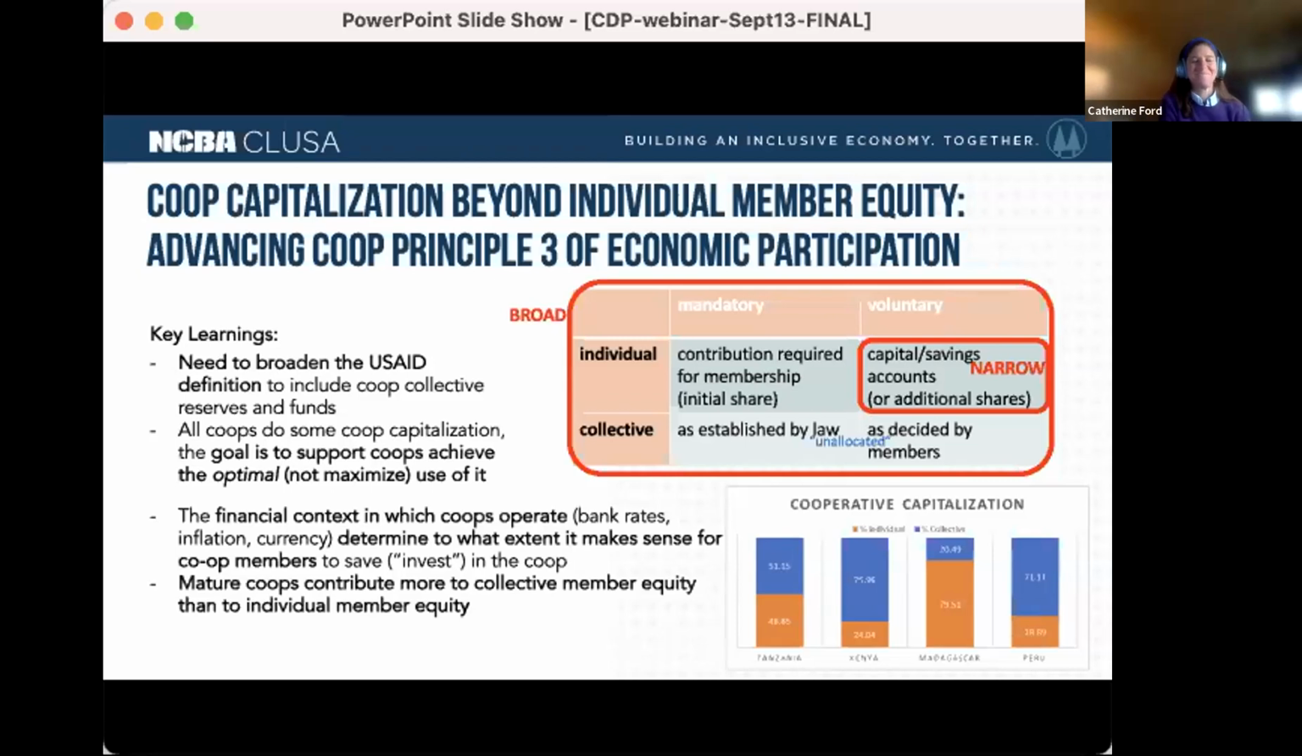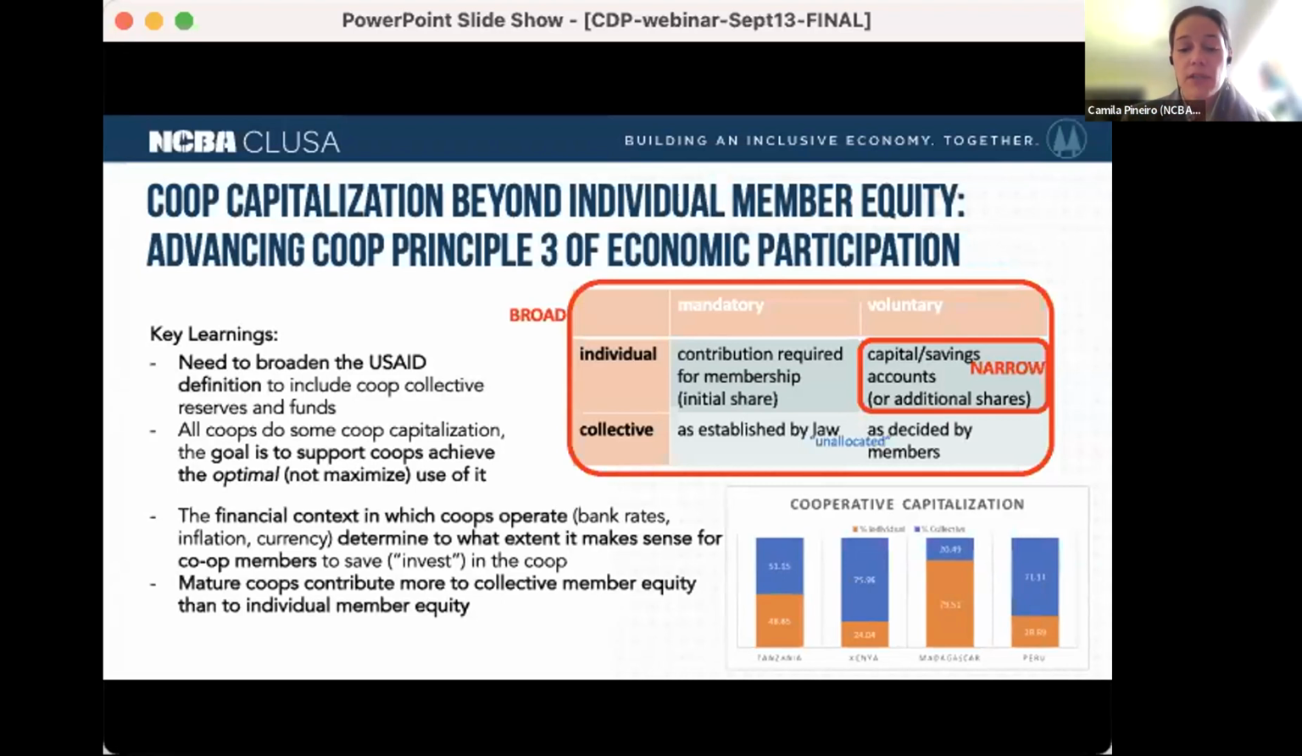So that's the main learning. I wanted to stop there because it's important. And because of all this external context, there is not one optimal level. The maximum is not the best. It depends on their concrete conditions in terms of bank rates, inflation, etc. It depends on how much we want to promote individual member accounts.